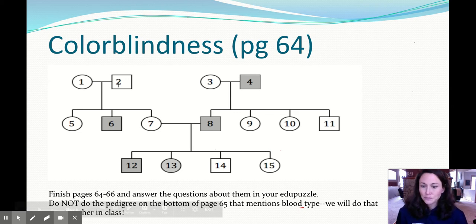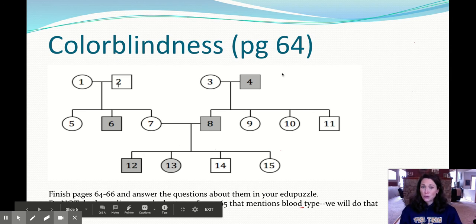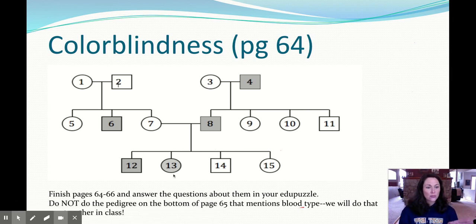In the rest of this video, we're going to do the first one. I'm going to start it with you, and then you'll continue the rest of this assignment after I give you some instructions. In your workbook, the very first pedigree says, circles are females and squares are males, which we already know, and a shaded circle or square indicates that a person has the trait that you're tracing, and that's for the whole page 64 through 66 assignment.